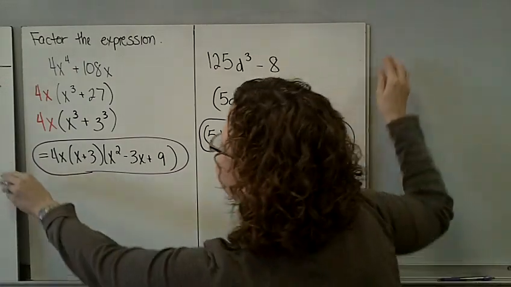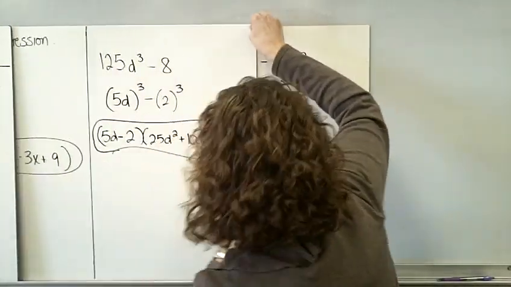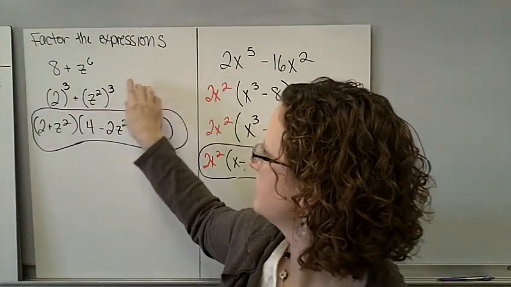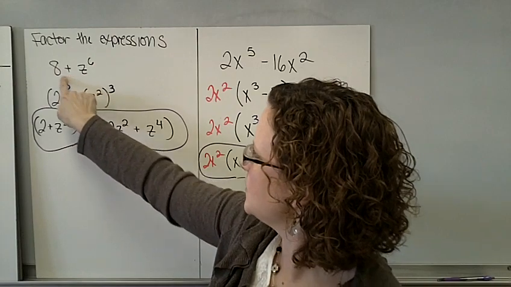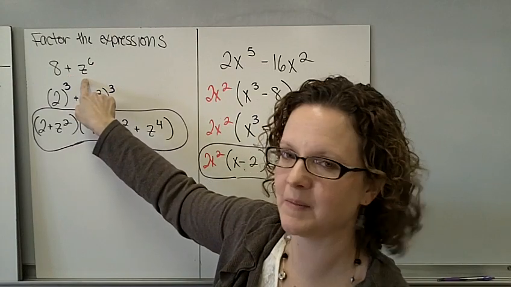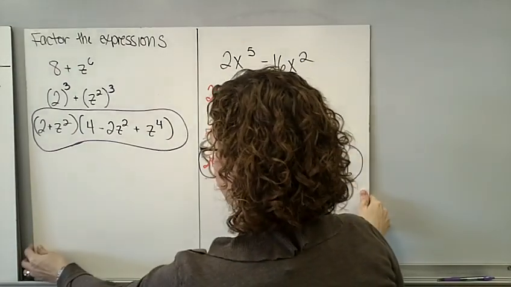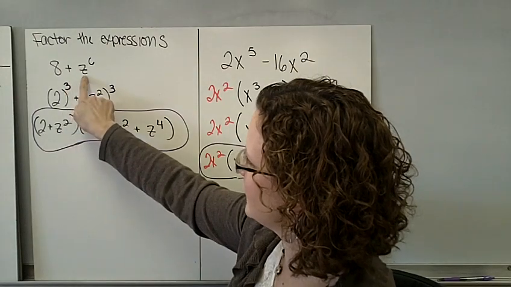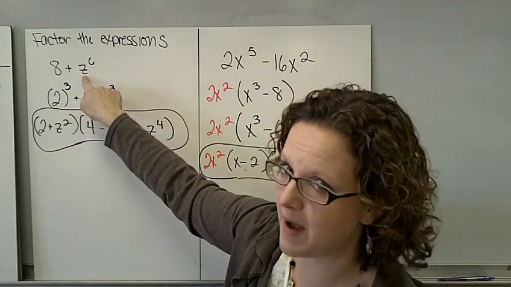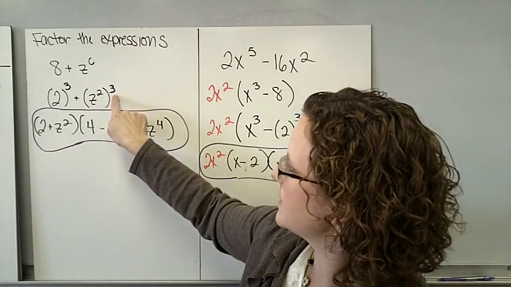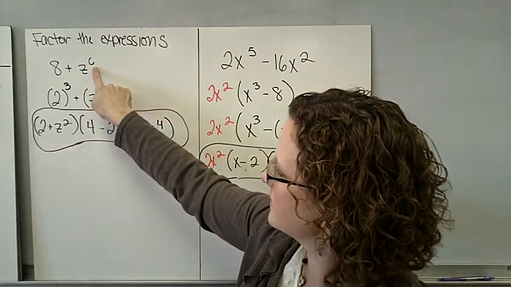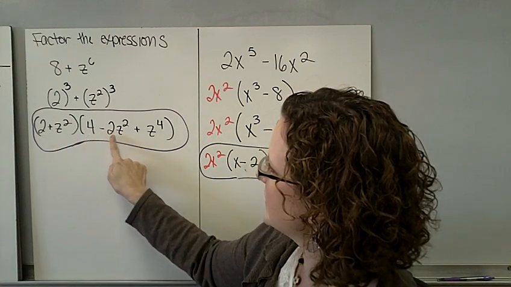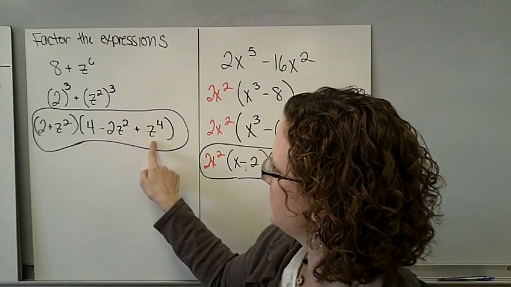Two more examples. Sum of two cubes. That doesn't look like a cube, but amazingly it is. 8 breaks down into 2 cubed. Z to the 6th. We have to remember our powers of powers. We get z squared raised to the third power because 2 times 3 is 6. A plus b, a squared minus ab plus b squared.